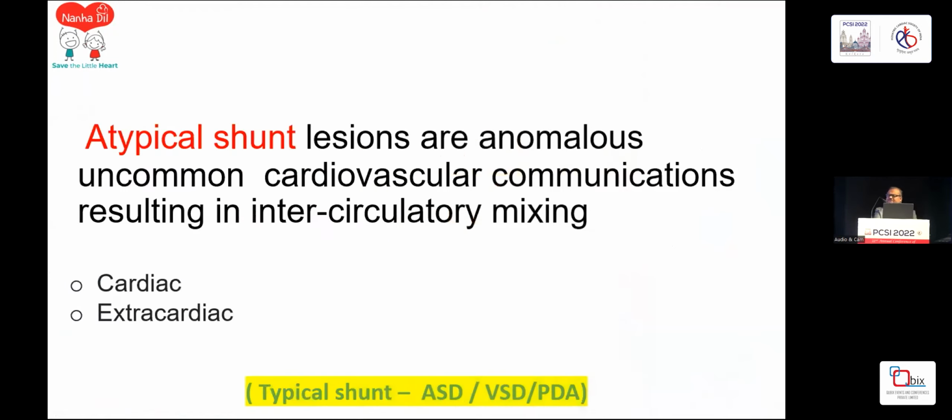So atypical shunts are lesions which are anomalous, uncommon cardiovascular communications resulting in intercirculatory mixing. When we say atypical, the typical ones divided into ASD, VSD, PDA seem to be typical. It's an arbitrary classification. It can be cardiac or extracardiac.